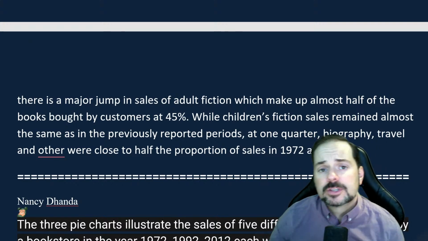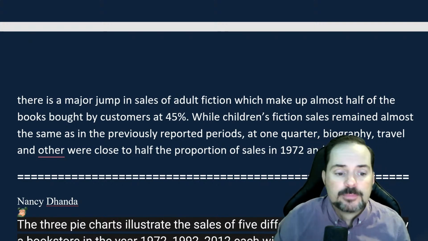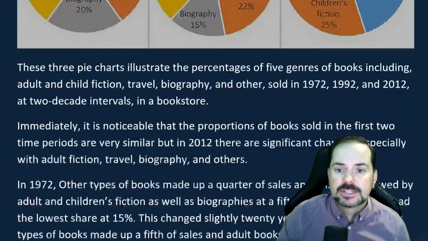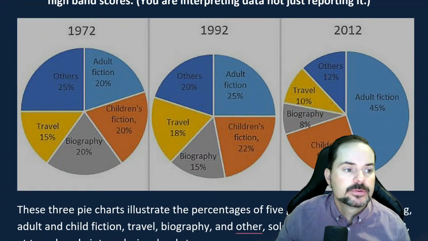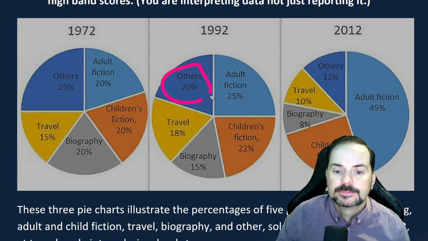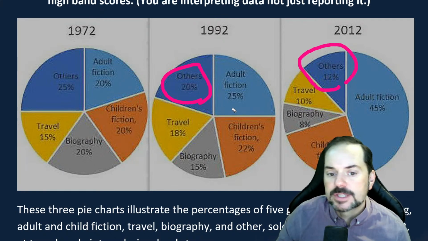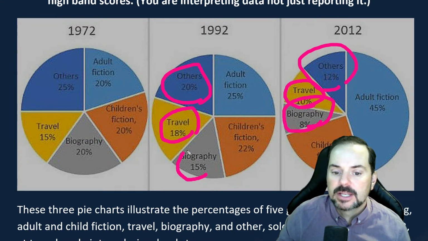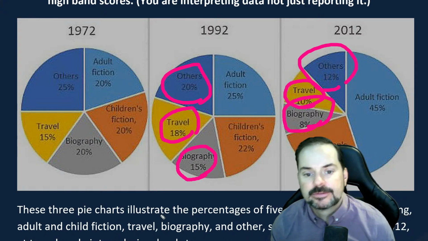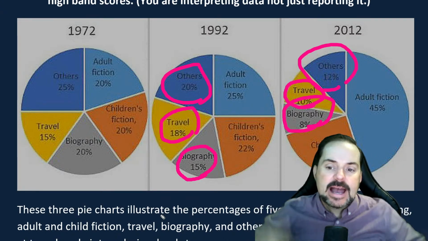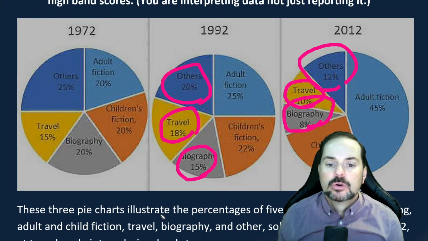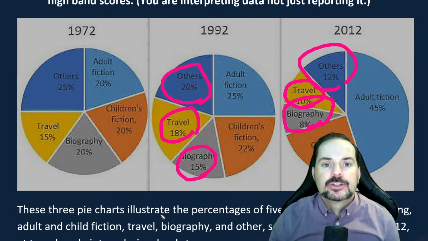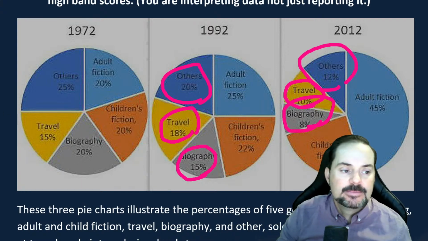So again, you can do this in many different ways. What's important is that you have this information. So if we look at others, right, we can see that we've got 20%. Here we have 12%. It's almost half, right? Travel, we've got 18%. We've got 10%, almost half, okay? Biography, we've got 8%, 15%, almost half, right? So each of those kind of became half, okay? So clever interpretation gets you those high band scores.